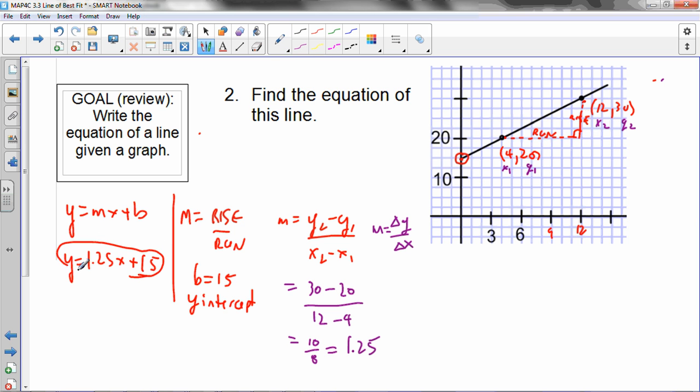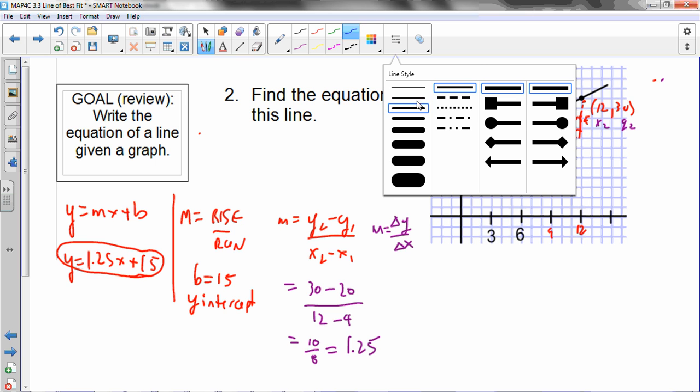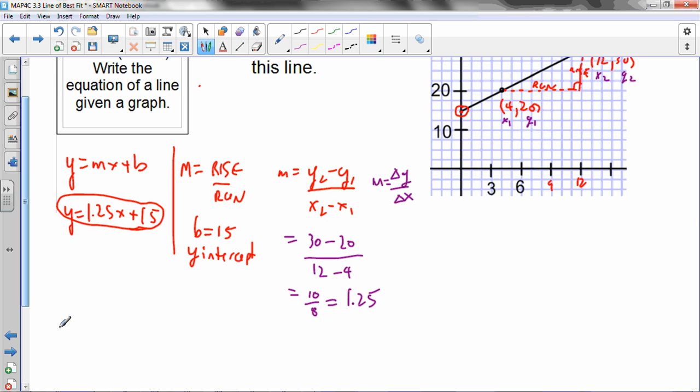Now, I am going to go through the process. What happens if we can't read this off? Like if there's a break in the graph, or it's in between dots or whatever, we might want to calculate the b value exactly. So what if we can't see b from the graph? Well, we can calculate it.